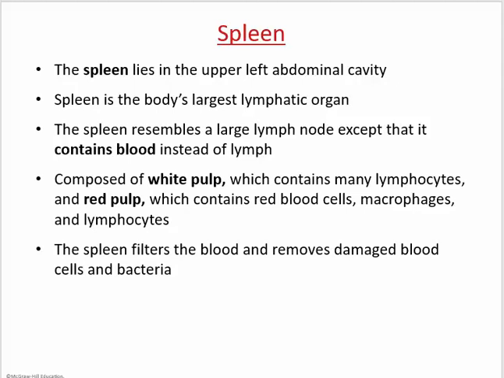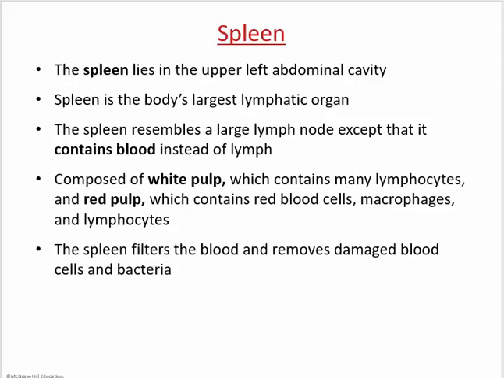So the lymph nodes clean and filter and deal with lymph. What's going to do the exact same job for blood is the spleen. Now we have lots of lymph nodes because lymph moves so slowly. But blood, because it moves so quickly, we really need only one spot to do it, and that's the spleen. So the spleen is found in the upper left. It's like a large lymph node, except there's blood, not lymph in it.